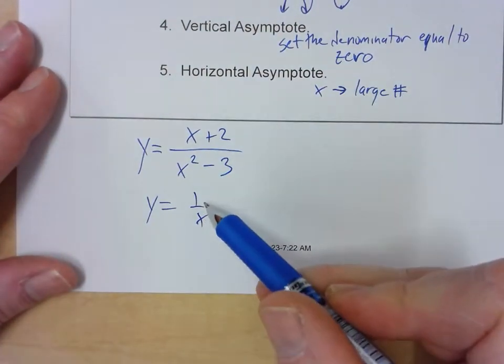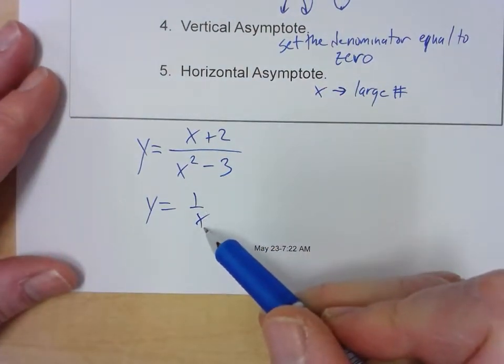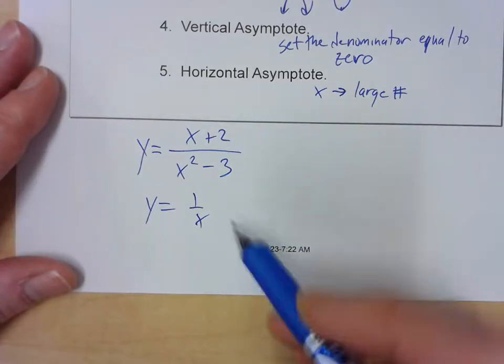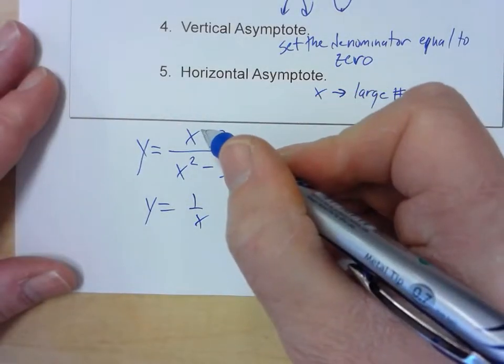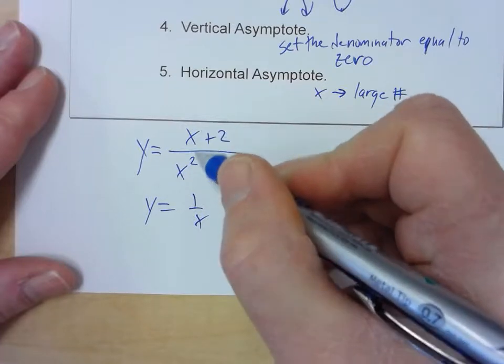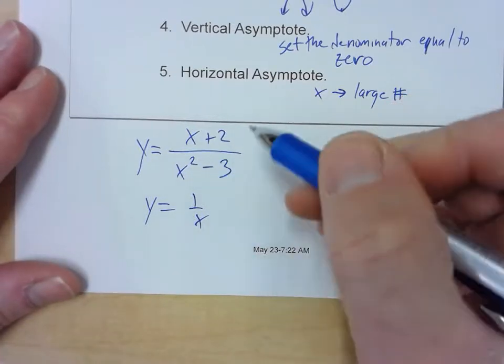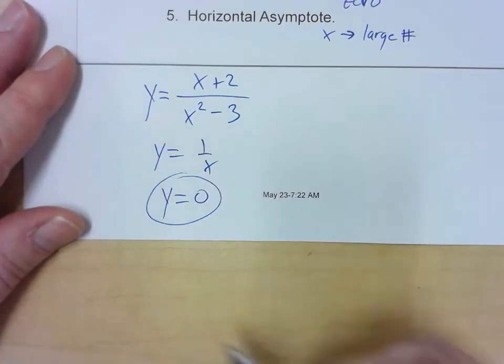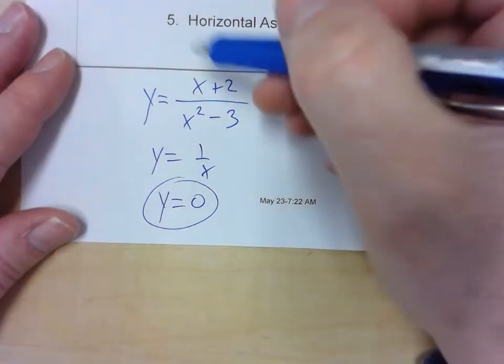Well, if you take 1 and you divide it up by a huge number, you're basically getting 0. So anytime you have a smaller exponent on the top of the fraction, a larger exponent on the bottom of the fraction, then y is equal to 0 is your horizontal asymptote. So it's smaller over larger.